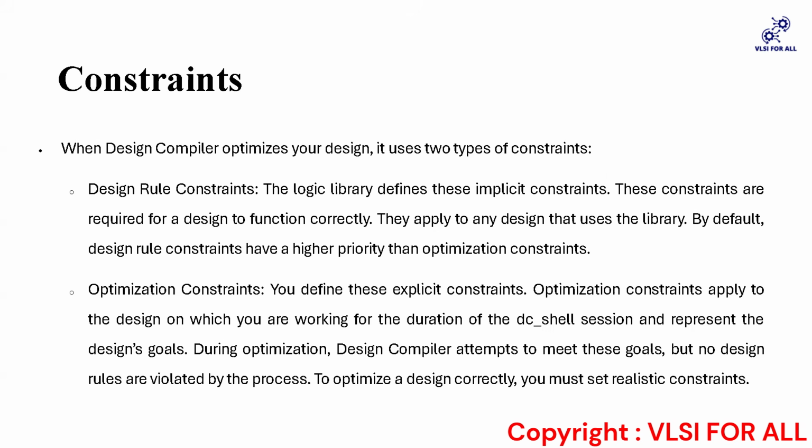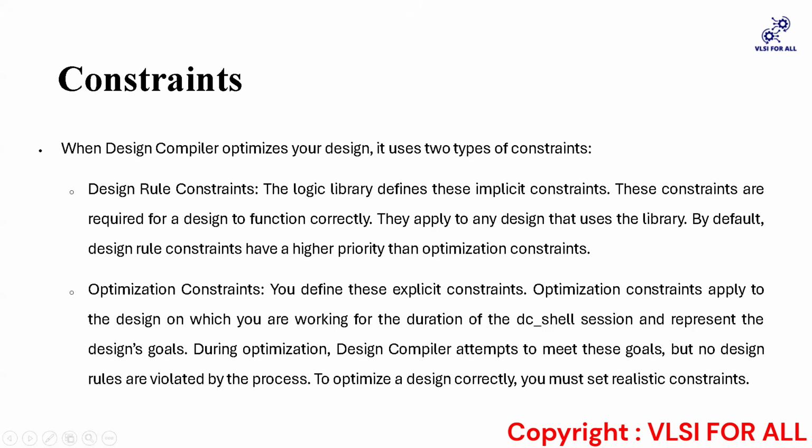The logic library defines these implicit constraints. These constraints are required for a design to function correctly. So even if one of the design rule constraints fails or has violations, our design will not work correctly. They apply to any design that uses the library by default. By default, design rule constraints have a higher priority than optimization constraints. So what can be the optimization constraints? I gave you the examples already. Those are create clock, set max area, and so on. Those are the examples of optimization constraints.